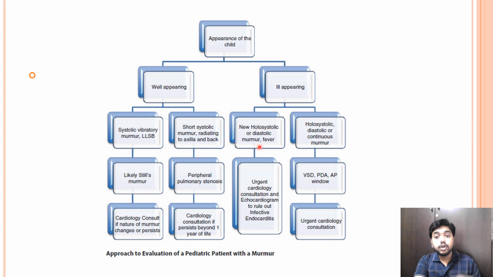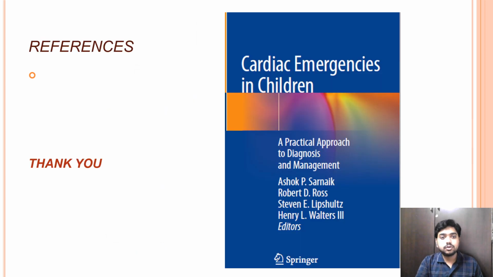If it is a new onset holosystolic or diastolic murmur associated with fever, take a cardiologist's opinion and get an echocardiogram to rule out infective endocarditis. Why? Here fever is there. Whenever you hear a new onset murmur in a previously normal child, now presenting with fever, think of infective endocarditis. So this is the reference we take for the entire presentation.